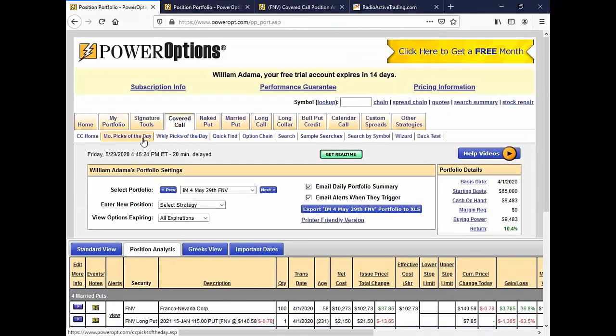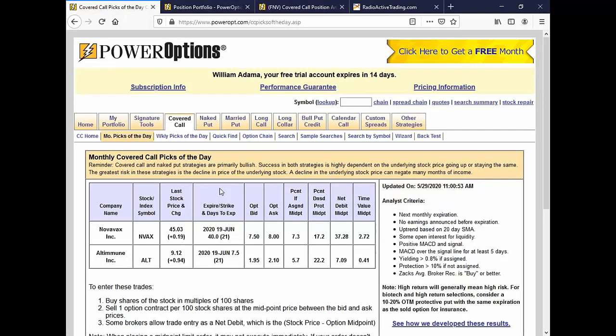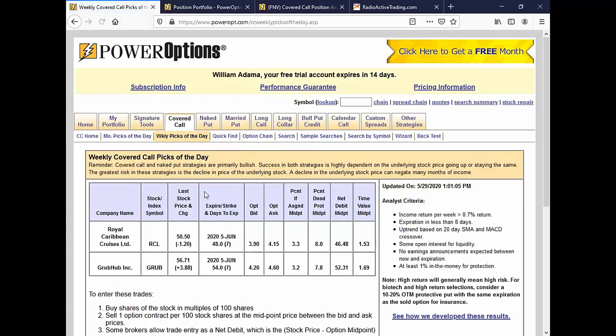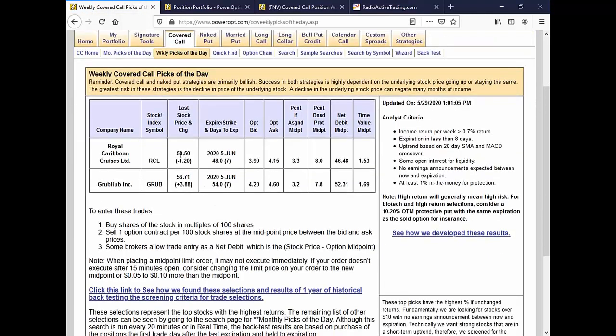Now, of course, the covered call, we offer the monthly picks of the day and weekly picks of the day, and these might be considered a little bit more volatile based on return. I mean, here's one on, sorry, so RCL. I thought that was CCL, but RCL, okay, and then Grubhub as well, kind of volatile. This one dropped down $1.20 today, but you would have been in the 48 strike, so that still would have worked out pretty well, okay?